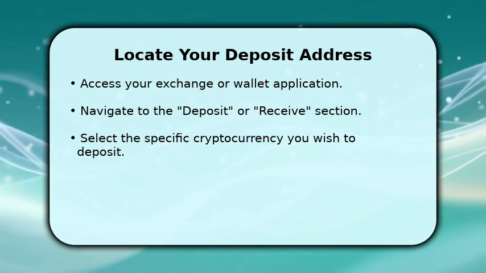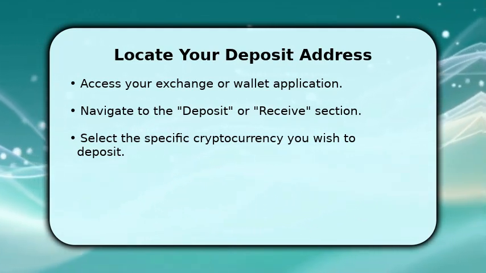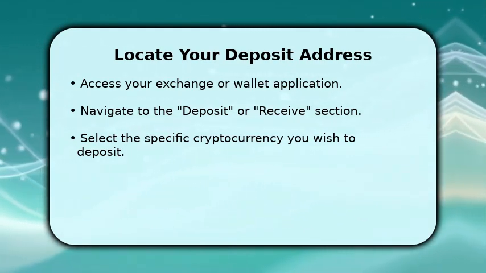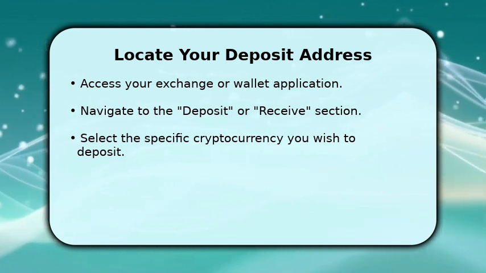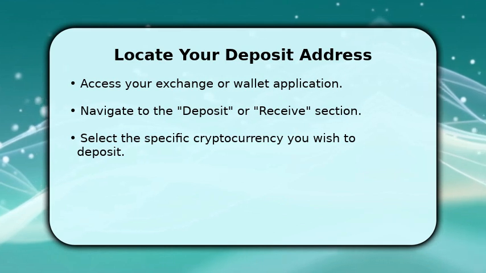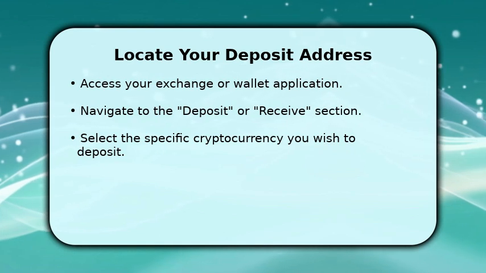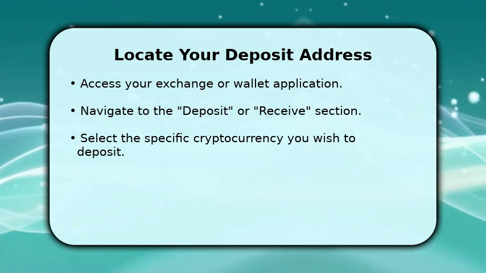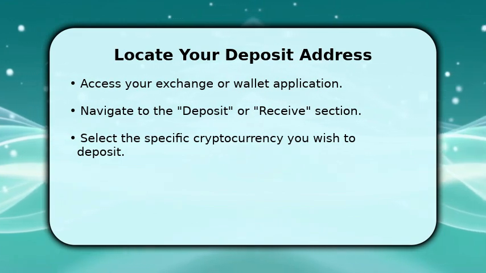To begin, open your cryptocurrency exchange or personal wallet application. Look for a section labeled Deposit or Receive. Once there, choose the exact cryptocurrency you intend to deposit, like Bitcoin or Ethereum. The system will then generate a unique alphanumeric address. This is your specific deposit address, which you'll need to copy carefully.